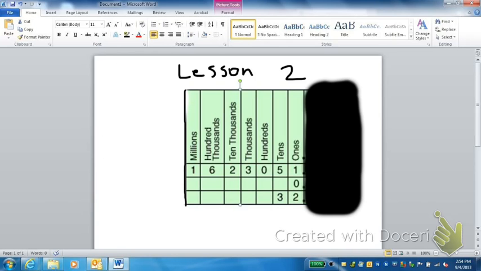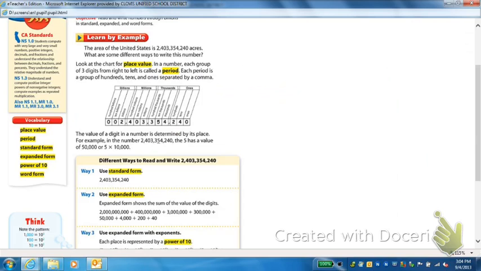For lesson 2, we're going to talk about place value through the billions. So it's going to include ones, tens, hundreds, thousands, 10,000s, 100,000s, millions, and then we're going out this way: 10 millions, 100 millions, billions, 10 billions, and 100 billions. This chart's kind of small, but we have your whole ones, thousands, millions, and billions here.